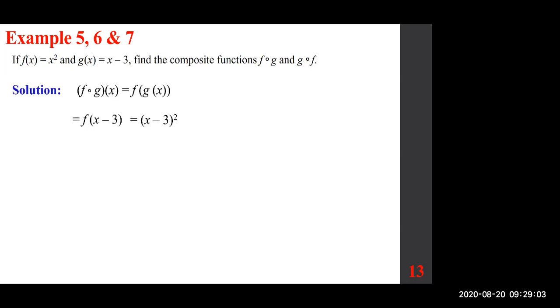Now, g of f, on the other hand, is g of f of x. So replace the x with x squared, and the answer is simply x squared minus 3. It's very straightforward.